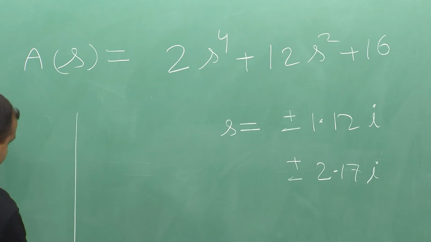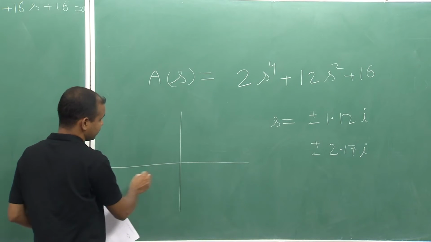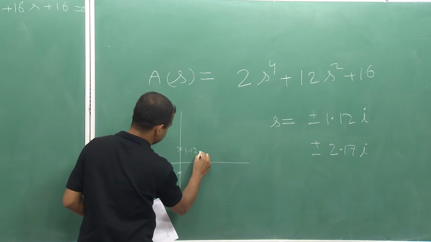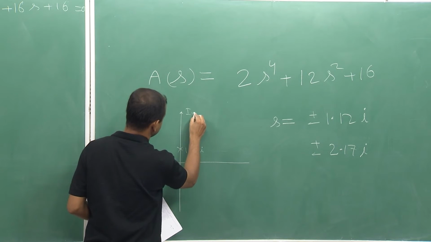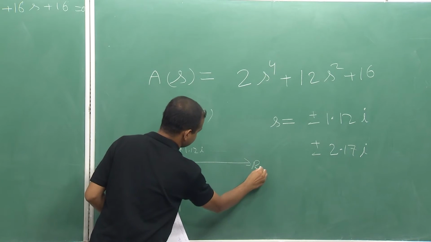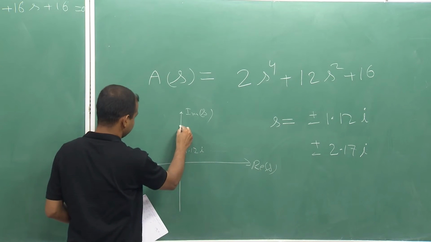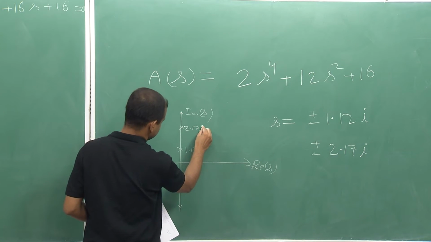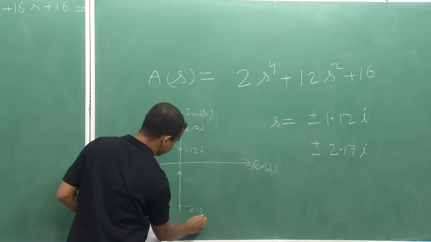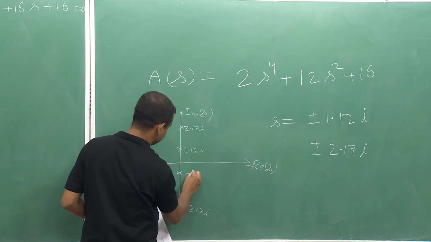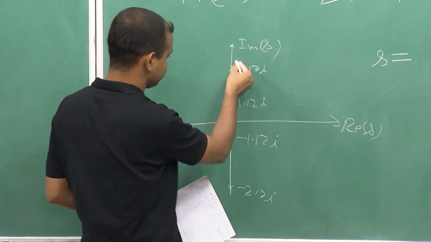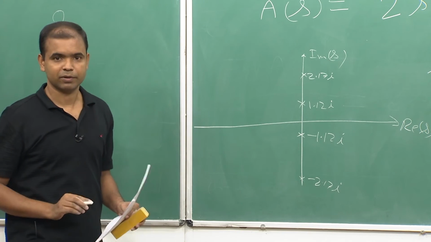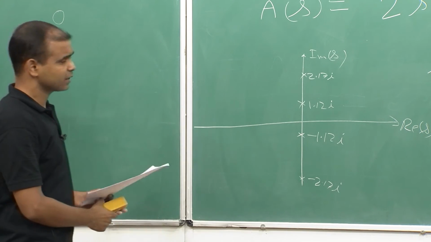If I plot it, it will be something like this: two complex conjugate roots, 2.17i and minus 2.17i, and one pair somewhere here, plus and minus 1.12i. So, there is no double pole on the imaginary axis, which means our system is marginally stable, it is not unstable. Let us see another example.